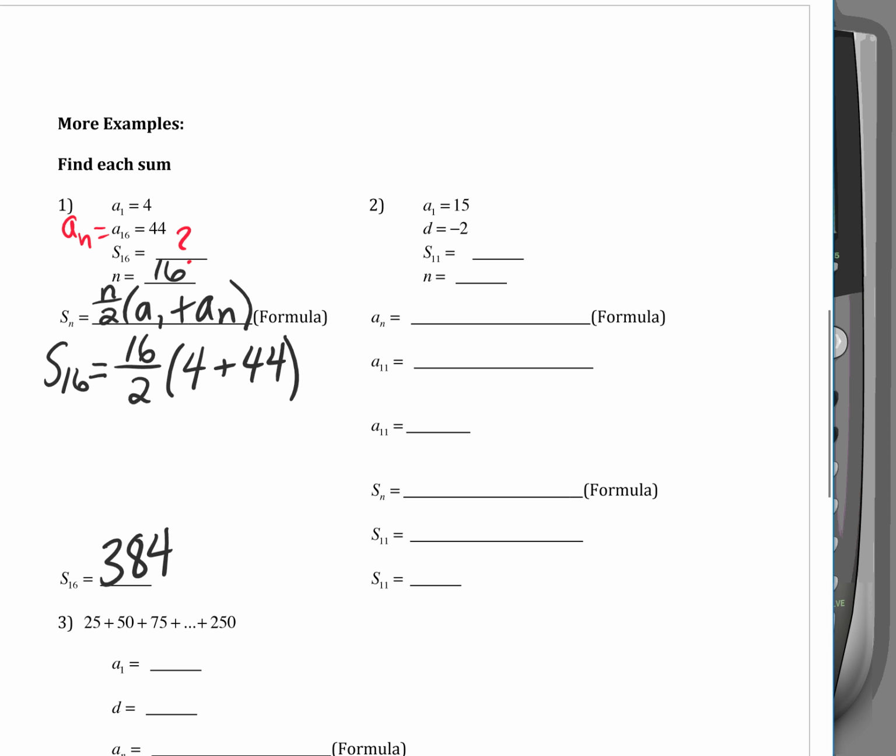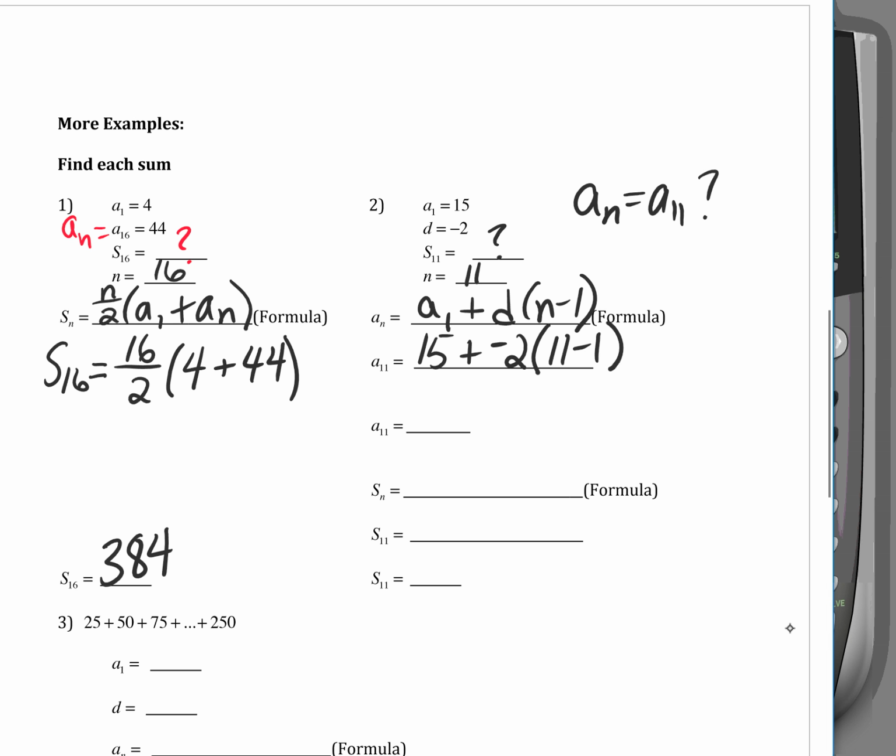Our third one will take a little bit more work because we don't know AN. We do know that N is 11, but we need AN or A11. That's a question mark right now. So we need to go back and use our formula for our arithmetic sequence. A1 plus D times N minus 1. Fill in what you know. So 15 plus negative 2, or just minus 2, times 11 minus 1.